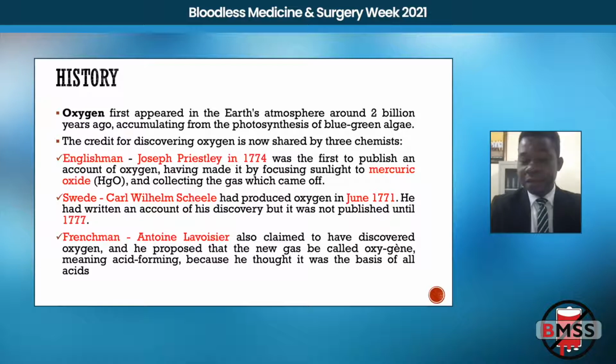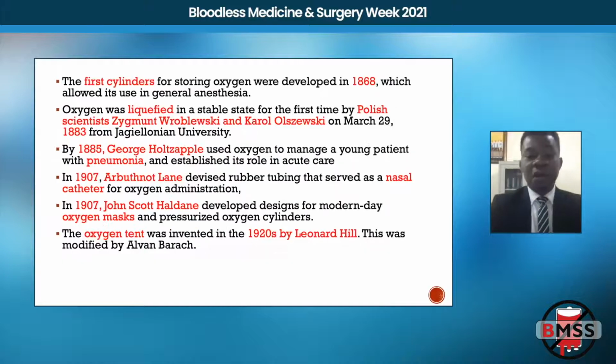Lavoisier, a Frenchman, also did research and was able to discover oxygen. In 1968, it was discovered that oxygen can be bottled up in a cylinder, and that has modified the way people administer general anesthesia, not just general anesthesia but also critical care medicine. Oxygen was first liquefied in 1883, and when you liquefy oxygen, it helps you store a large quantity of it.